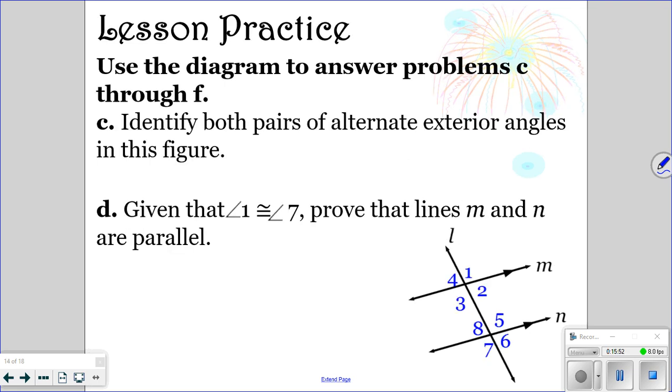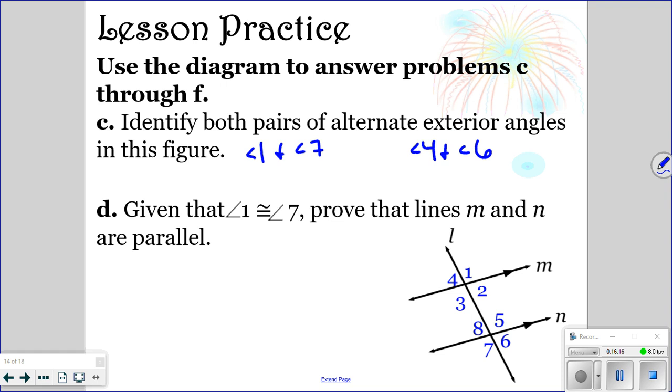For these next two, identify both pairs of alternate exterior angles and prove the lines parallel. So y'all try that by yourself, and then I'll go over it. So identify both pairs of alternate exterior angles. That's going to be angle 1 and angle 7, and angle 4 and angle 6.